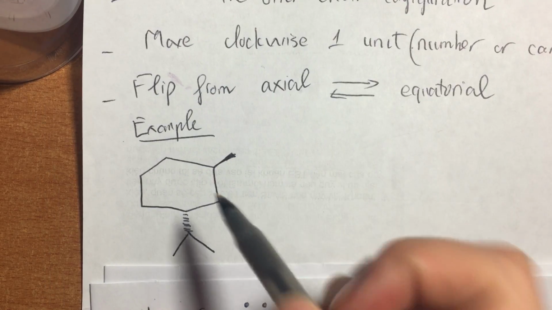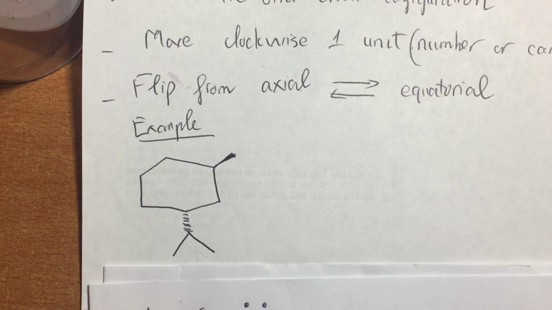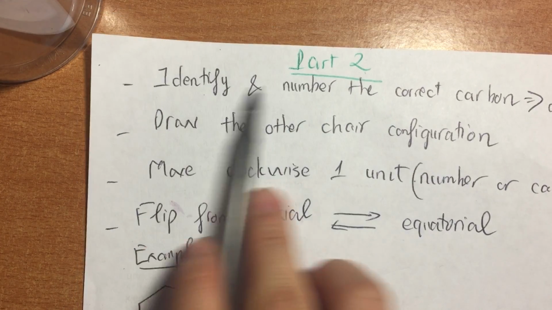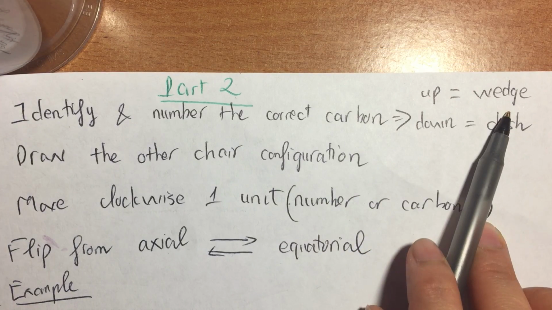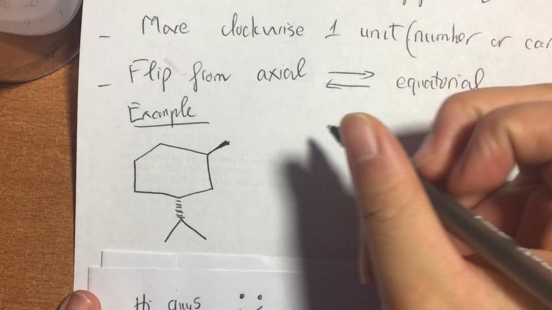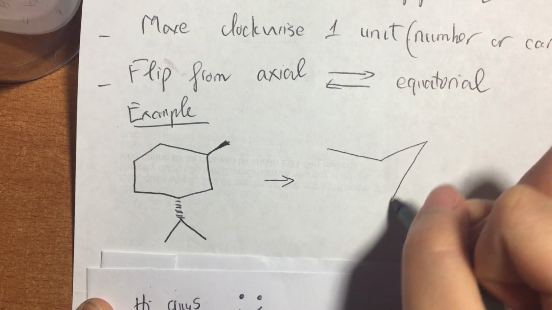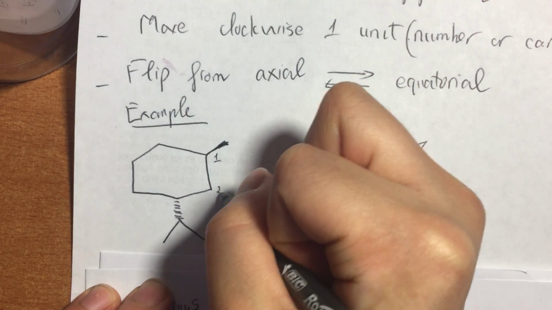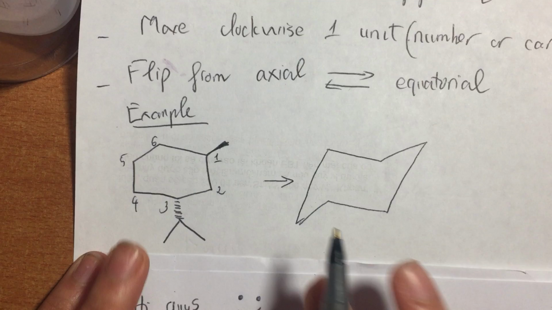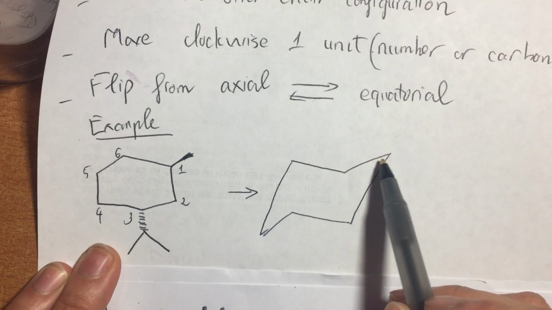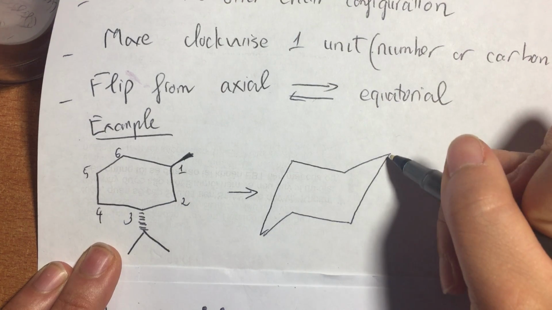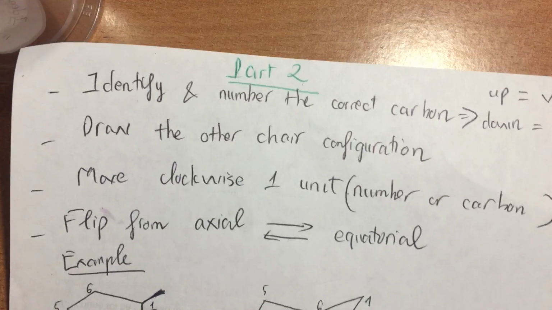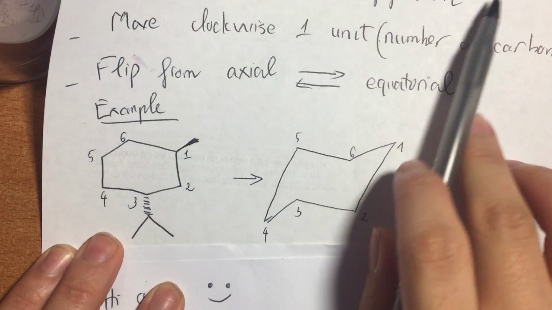Usually a problem will give you a cyclohexane and ask you to draw its chair configuration. First, as we said, we need to identify and number the carbons. The up goes to wedge, down goes to dash. From here, I will draw the first chair configuration. It looks like this. This is my first chair configuration, and I number it. This is 1, 2, 3, 4, 5, and 6. Number 1 here corresponds with this carbon. So this will be 1, 2, 3, 4, 5, and 6.